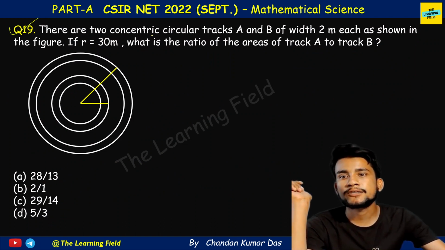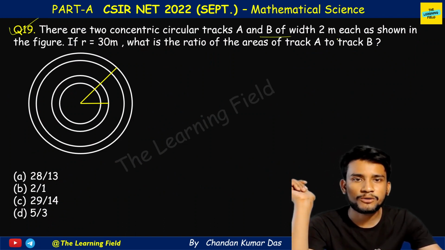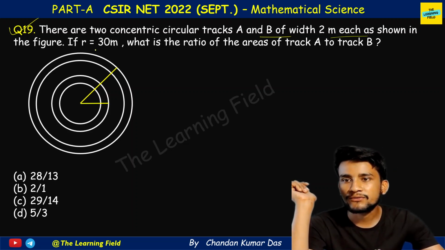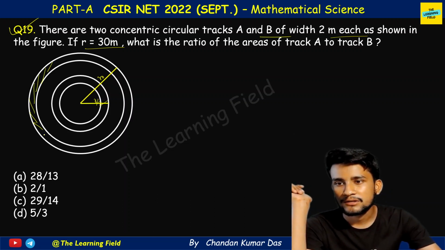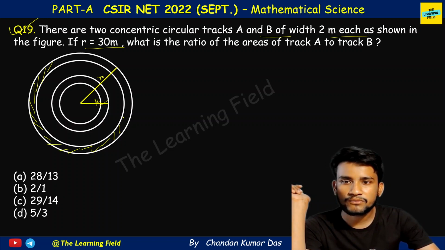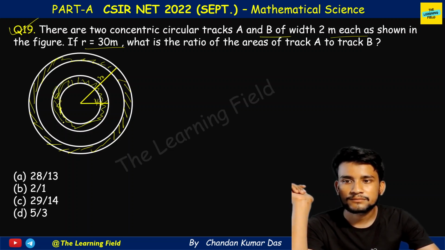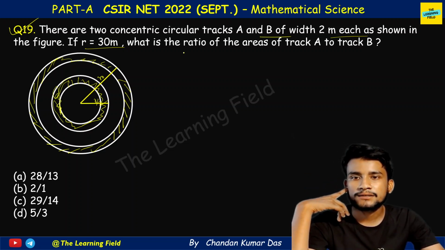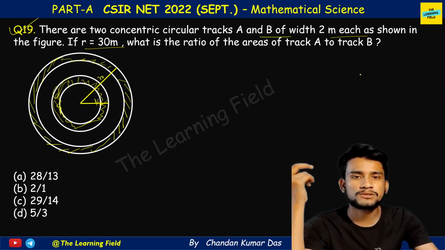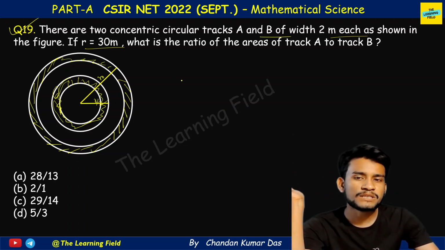It says that there are 2 concentric circular tracks A and B of width 2 meters each as shown in the figure. If r equals 30 meters, this is r and this is r by 2, okay. So this is the track which has a width of 2 meters, and this is also a track, okay. If r equals 30, then find the ratio of the areas of the tracks. So ratio of area of track A by track B.